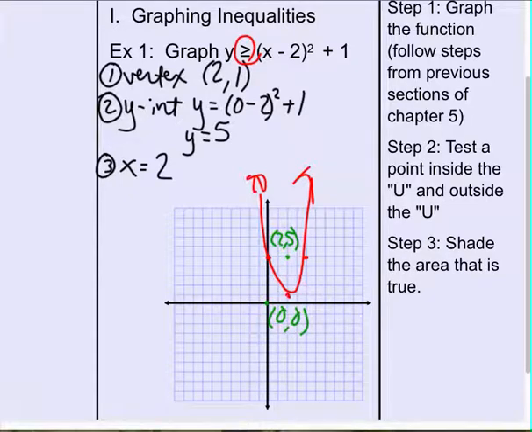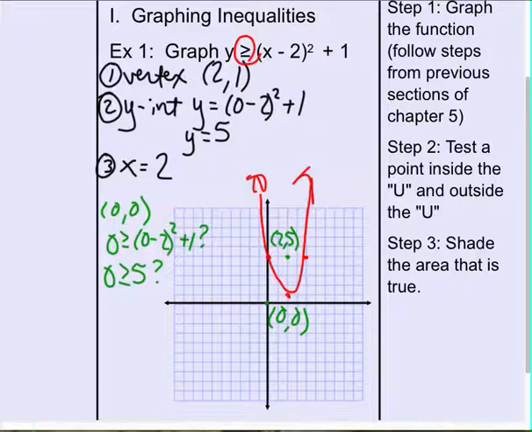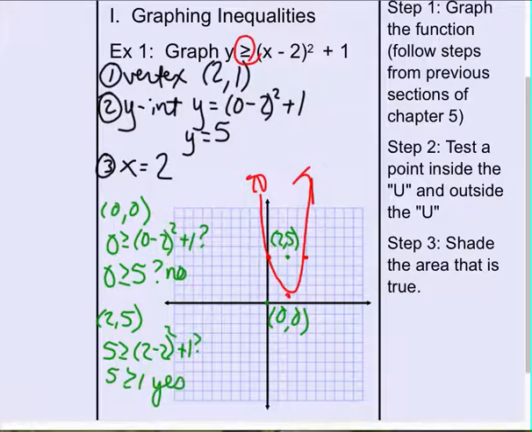So I'll substitute those back into my function. First I will test (0, 0), substituting 0 in for x and y. Then we ask ourselves, is it true? So in this case we get 2 squared plus 1 is 5. Is 0 greater than or equal to 5? No. So right now it looks like we should shade inside. I just want to double check, so I'm going to substitute (2, 5) into my function. So 2 goes in for x and 5 for y. 2 minus 2 squared is 0, plus 1 is 1. Is 5 greater than or equal to 1? Yes. So we're going to shade inside the parabola.